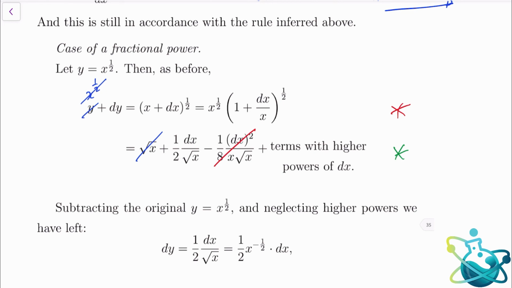And you're left with that term there, dy equals a half dx over the square root of x. And again, you can write this as x to the power a half. If you bring it above the line, it becomes x to the power minus half. The sign of the exponent changes if you go from above the line to below the line, or vice versa. All right, you follow that. So then you have here your answer, dy equals half x to the power minus half times dx.